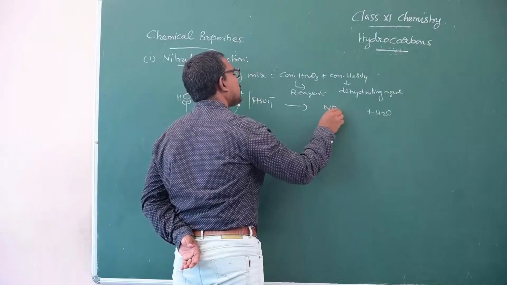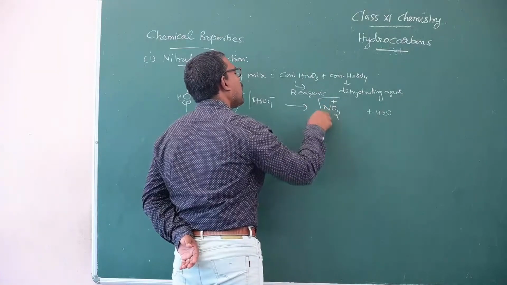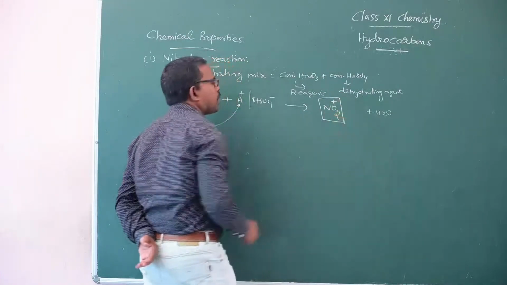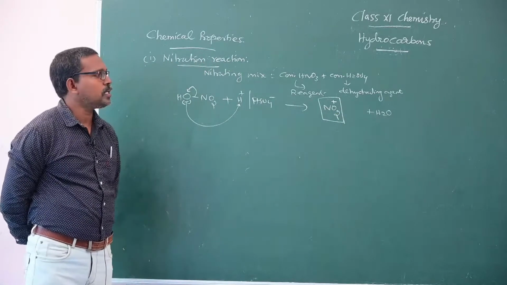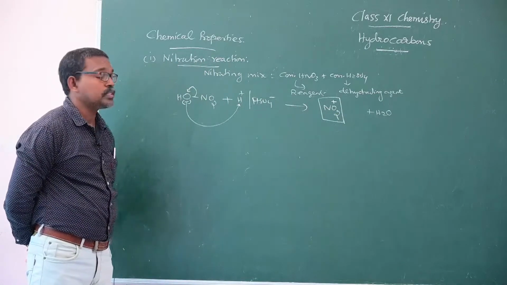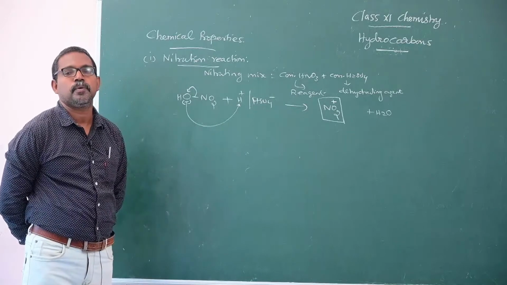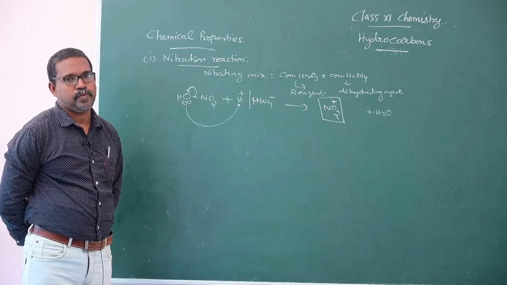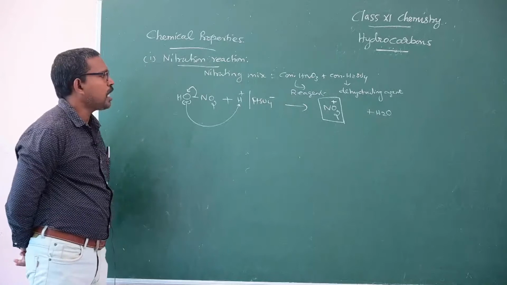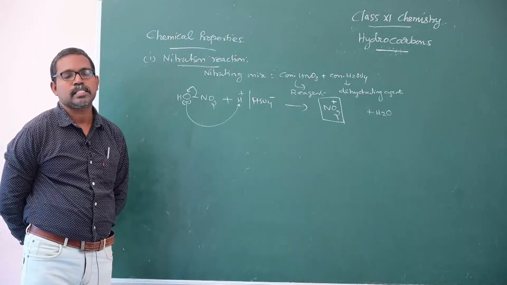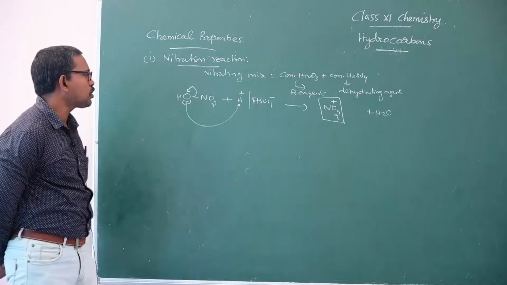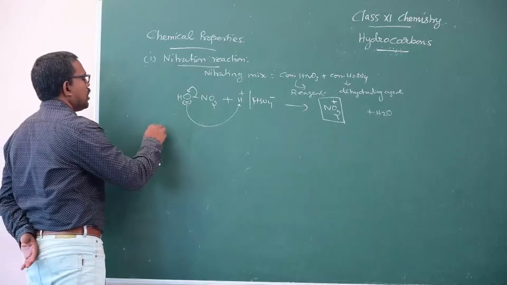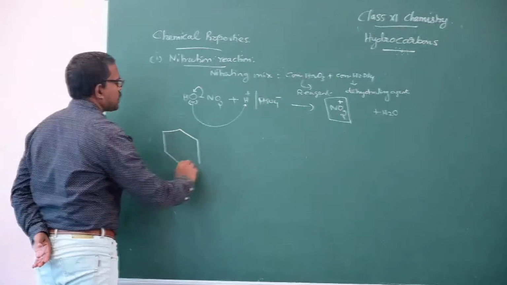So the resultant nitronium ion is formed. In the nitronium ion, the nitrogen atom has the positive charge, therefore it acts as an electrophile. Therefore, an electrophilic substitution reaction can take place in the benzene ring. How does this nitration reaction take place?